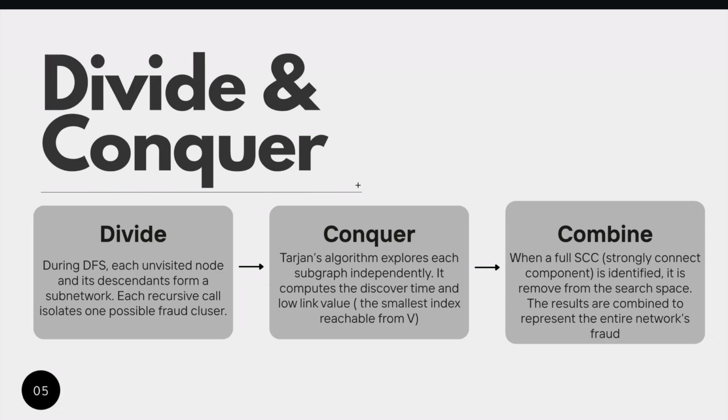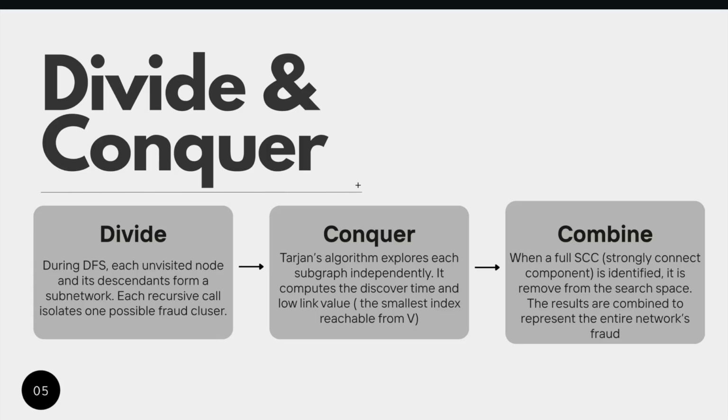So this main algorithm focuses on divide and conquer. As I said previously, we're going to be using DFS, and we're just going to traverse every single unvisited node and its descendants, and they will all get added to the subnetwork. Each recursive call will get isolated into what I'm calling a fraud cluster.